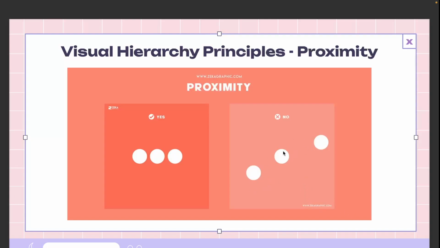Now look at this one. You might think that these are three different circles, right? But no, they are actually the same circle. If I tell you that they are the same circle, you would not believe it. But if you come to this part, now you would say, yeah, they are the same. They are like siblings. Yes, they are together. So this is why proximity is important.